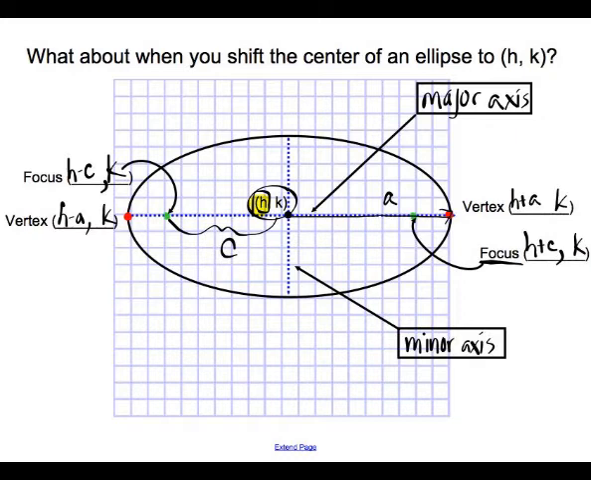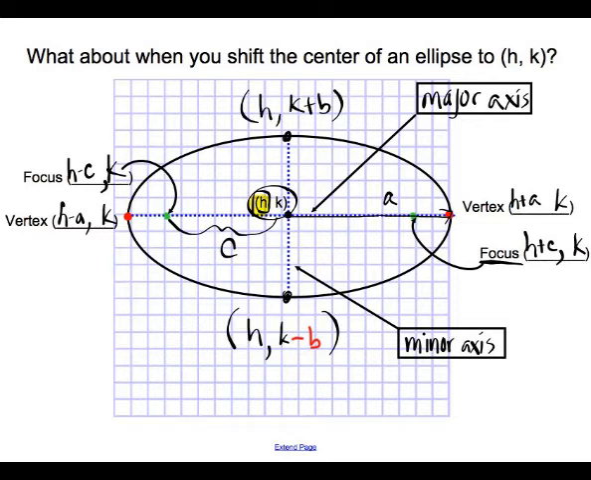And the way we're going to find these key vertex points on the minor axis is the same idea, but notice which value stays the same now. Of course, h will stay the same because we're not going left or right, we're just going up and down. And we're going to go down b and up b. So on the bottom point, it's going to be h comma k minus b, and on the top point, it's going to be h comma k plus b.